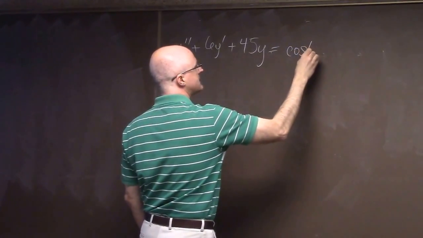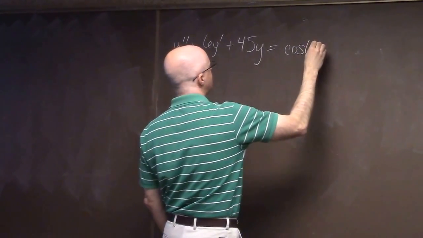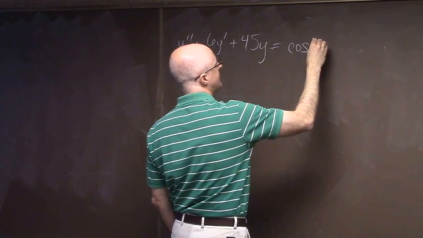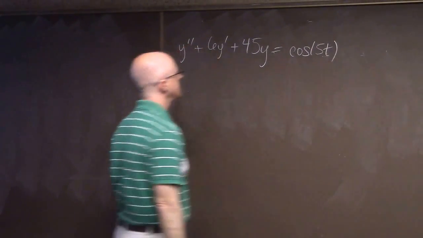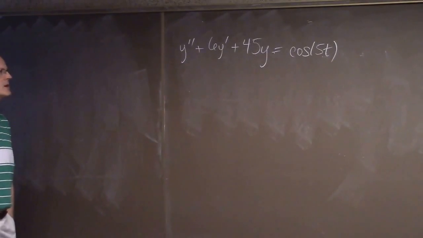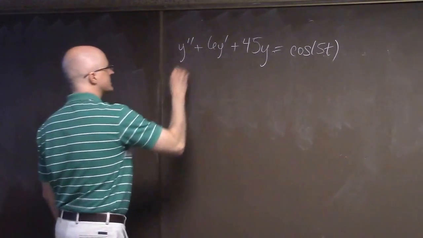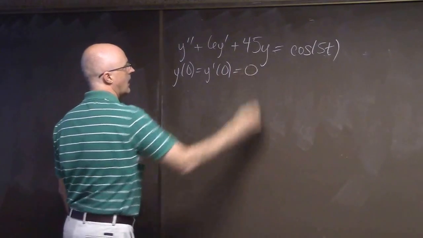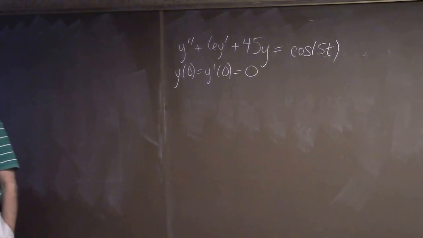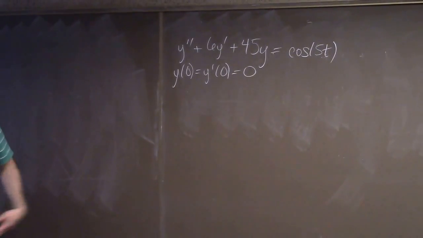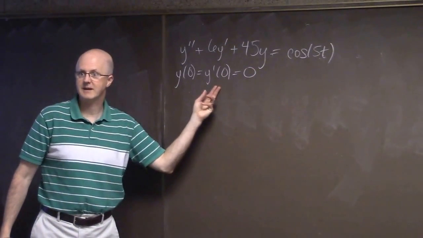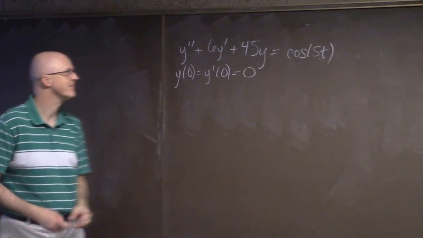And let's make it a cosine. Pick a particular frequency on the right hand side. Cosine of 5t is my forcing function. Let's make my initial conditions fairly simple. y of 0 and y prime of 0 are both 0. This mass will not stay at equilibrium because of the forcing, so we're not going to get the 0 function here with the solution.